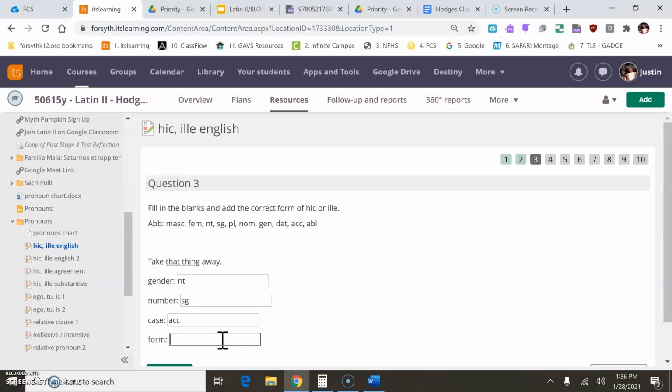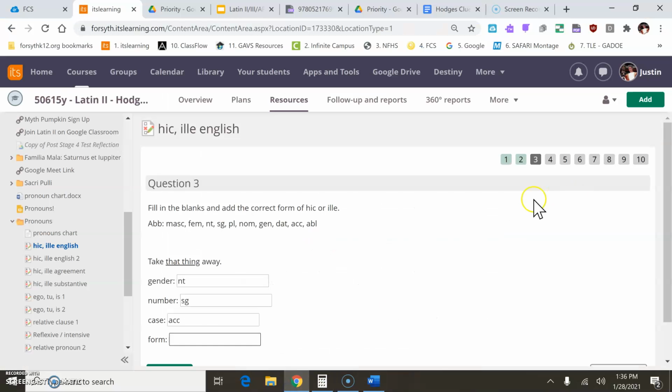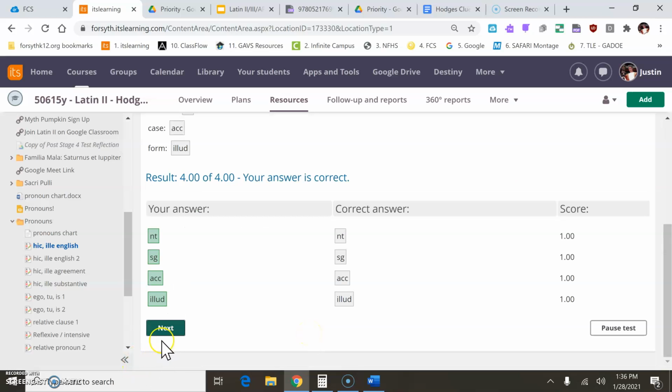Okay. And then that leaves us neuter, singular, accusative. That thing. We're going to look down in that column. Neuter, singular, accusative. Illud. Oops. All right. There we go. Got it totally right. So that's how you do the hic ille English one. Let's look at hic ille English 2.